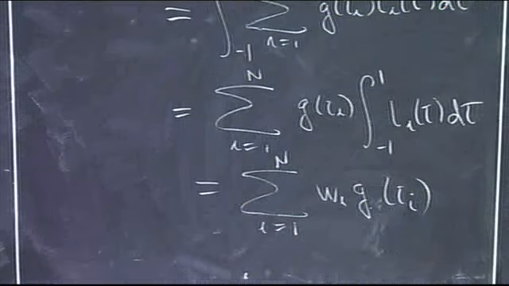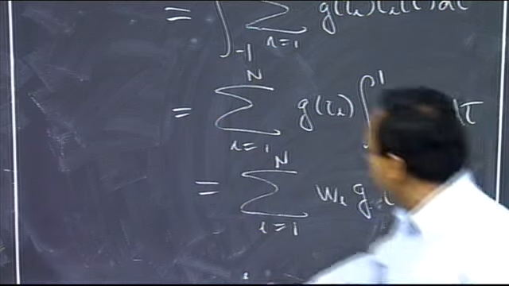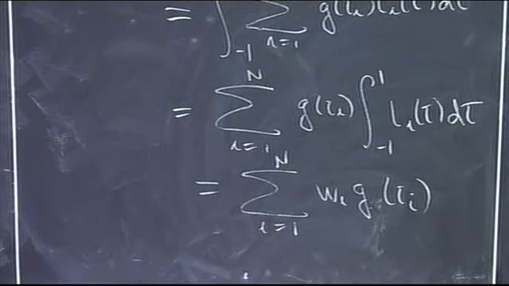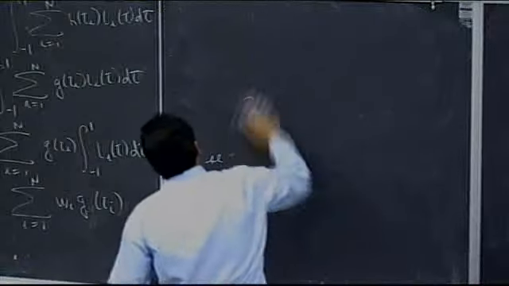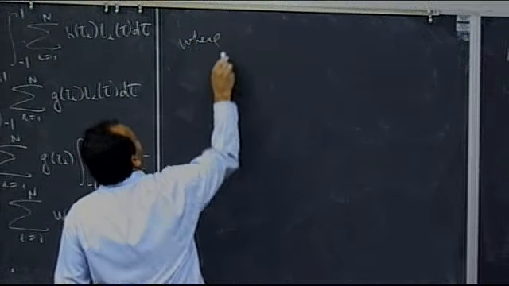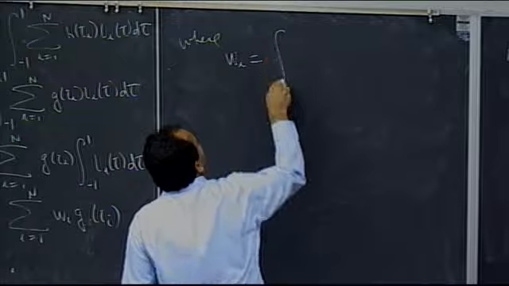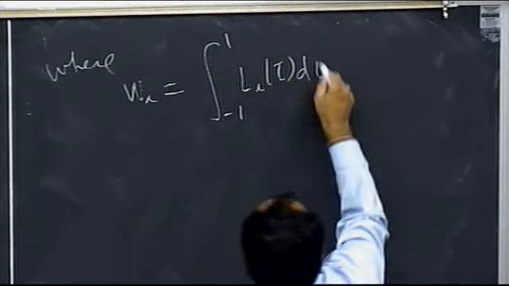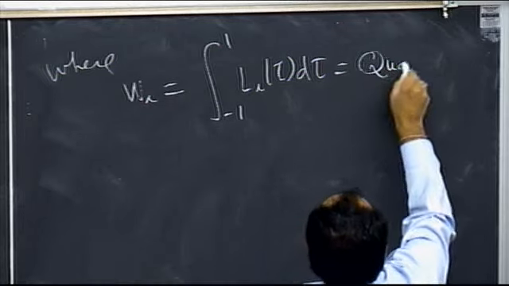So what have we done here? We've said that where those w's are, for completeness, let's write that out. Where wi, which is equal to the integral from -1 to 1, Li of tau d tau, is the quadrature weight.